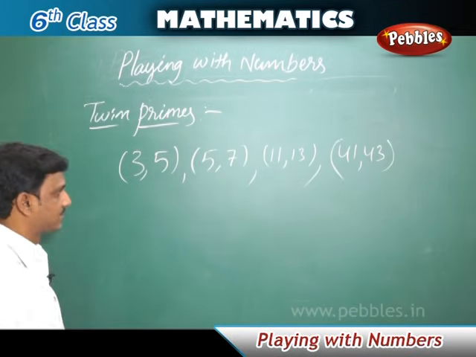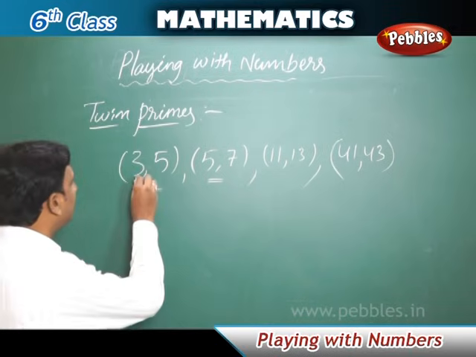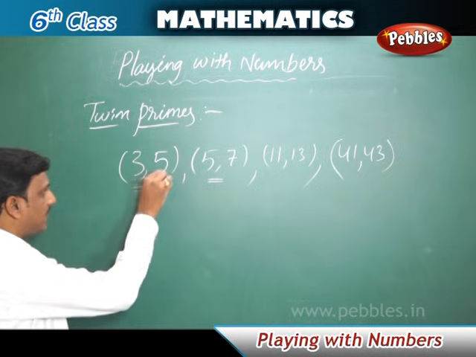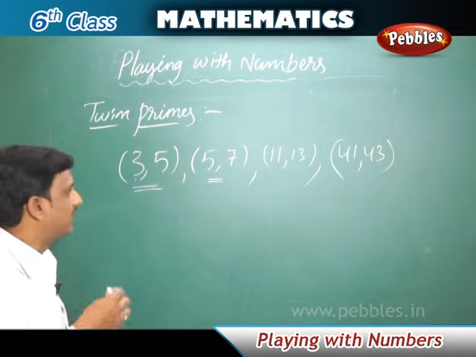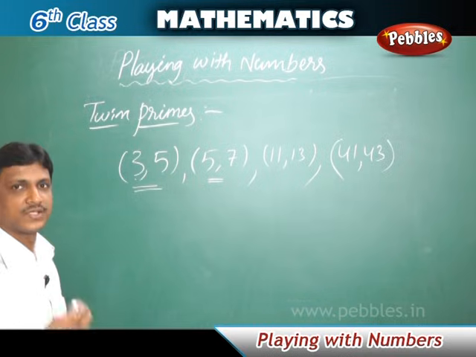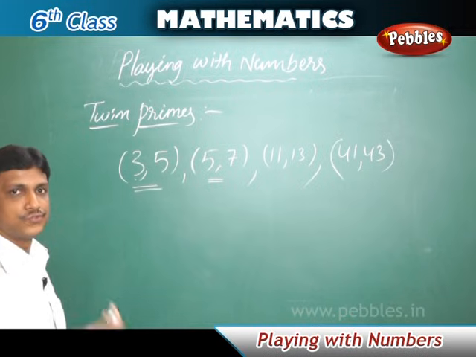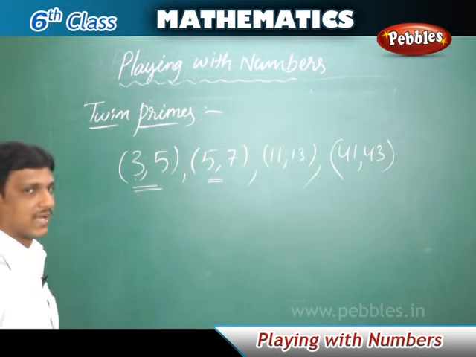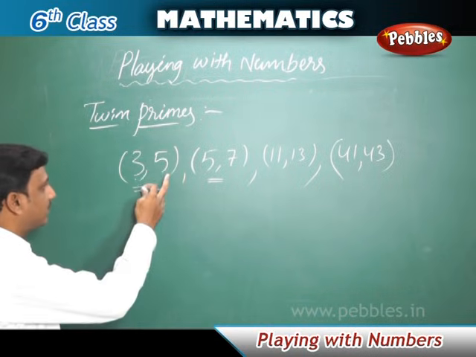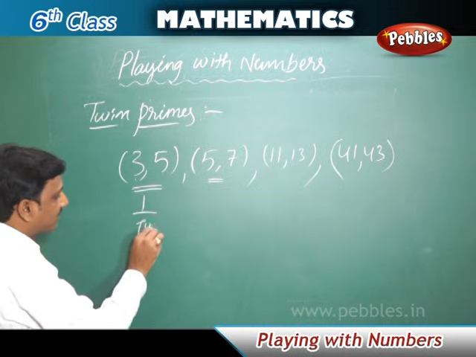What are twin primes? Here we have some prime numbers, 3, 5. The prime numbers that differ by value 2 are called twin primes. So here 3, 5. Their difference is 2. Both are prime numbers. So these two together are called twin primes.